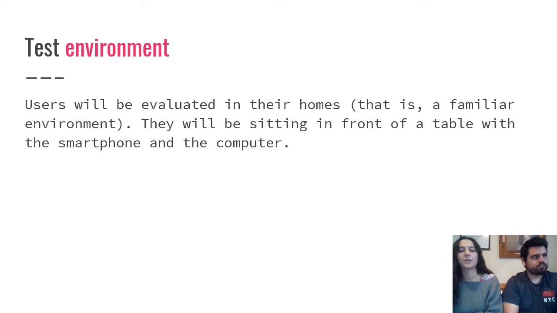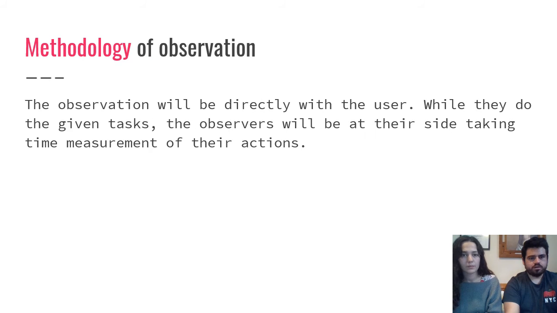About the test environment, the users will be evaluated in their own homes, so they will be in a familiar environment. They will be sitting in front of a table with the smartphone and the computer. The methodology of observation is that the observation will be directly with the user. This means that while they do the given tasks, the observers will be at their side taking time measurements of their actions. So it's a presential observation.